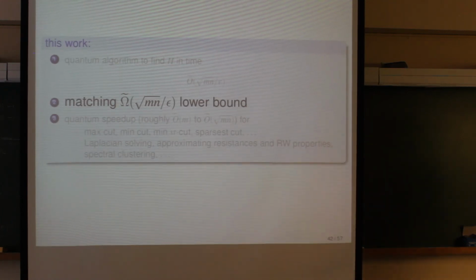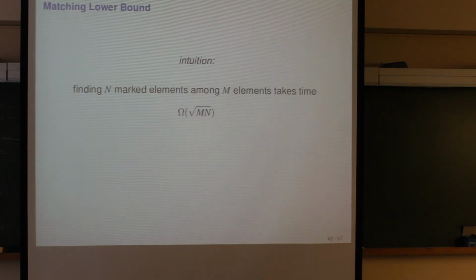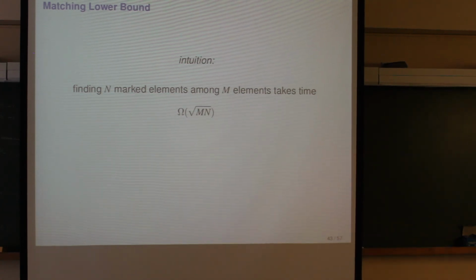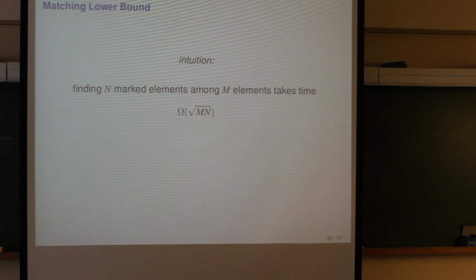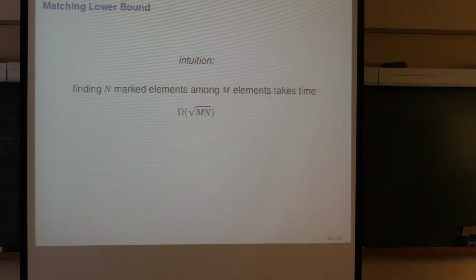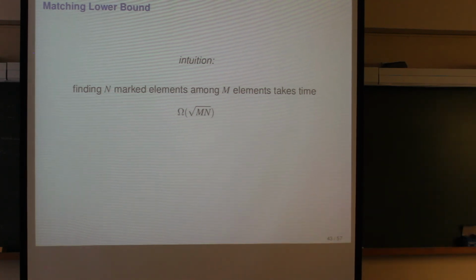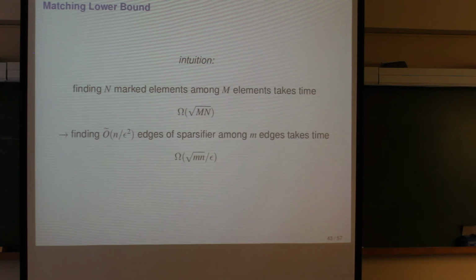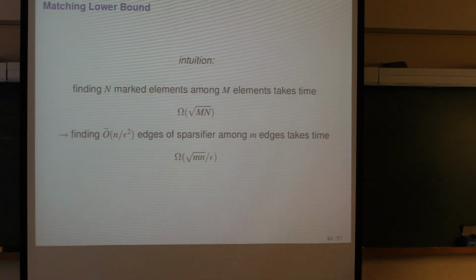We proved a matching square root mn over epsilon lower bound. So I'm going to go a bit high level here in the interest of time. The intuition of the lower bound is very simple. If you want to find n marked elements among m elements, then this takes square root mn queries, so definitely that much time. What we're doing is finding among m edges the n over epsilon squared edges which are special, which constitute the sparsifier. And so using this lower bound just gives you square root mn over epsilon lower bound.